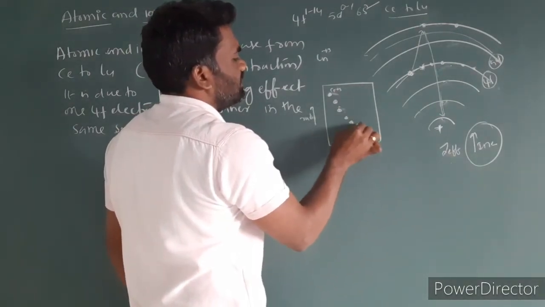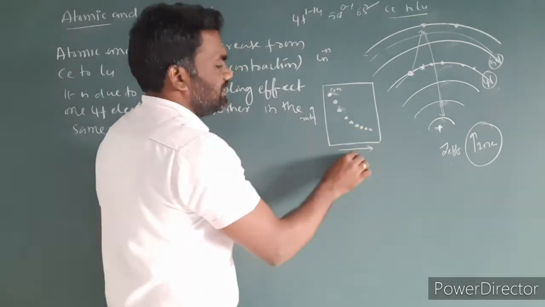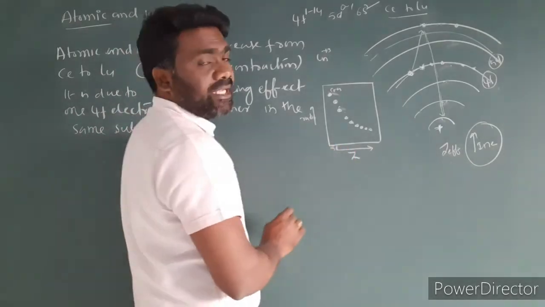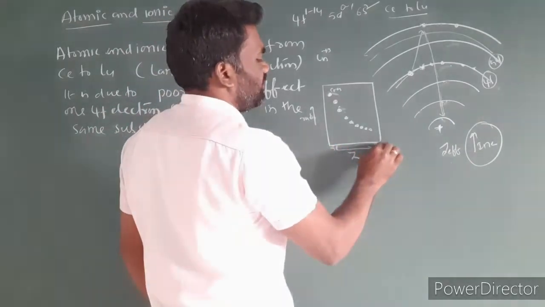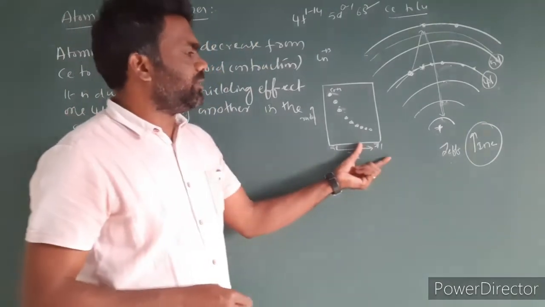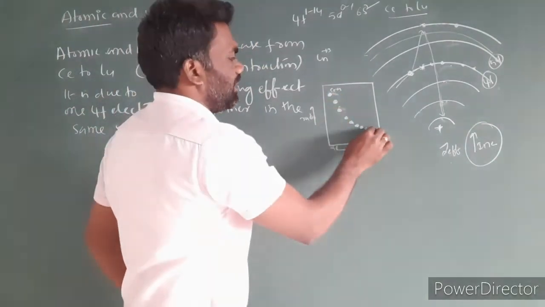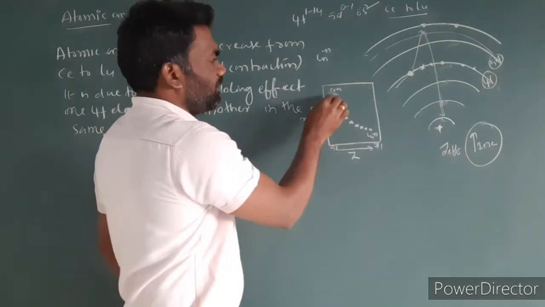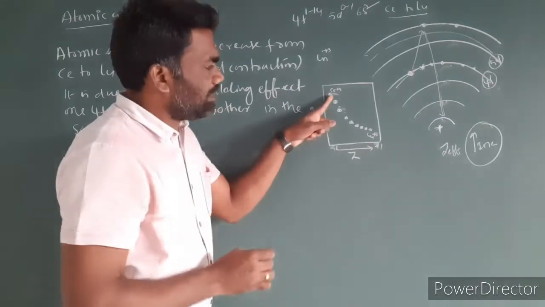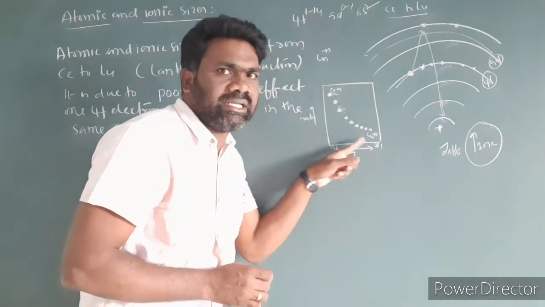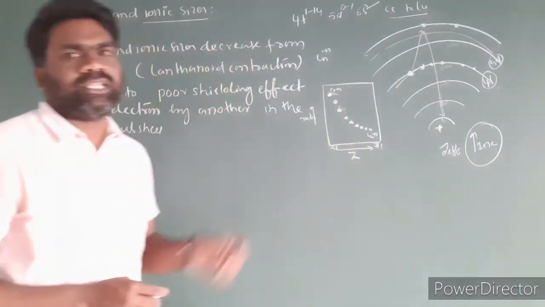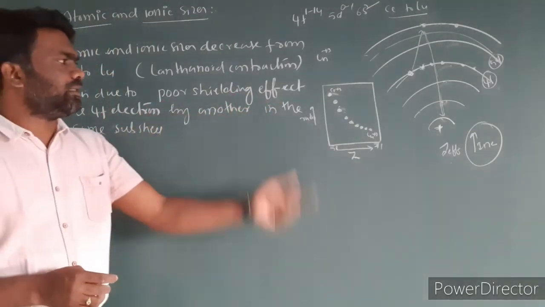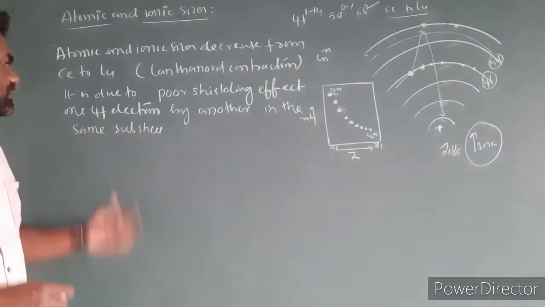So look at this. The size keeps decreasing as the atomic number increases. The atomic number you can take is 58 initially, and finally 71. So 58 to 71 are the different elements, and the last one I am taking is Lu plus 3. While moving from cerium plus 3 to lutetium plus 3, the ionic sizes keep decreasing. This decrease is because of lanthanide contraction, nothing but the poor shielding effect of one 4f electron by another 4f electron in the same subshell.